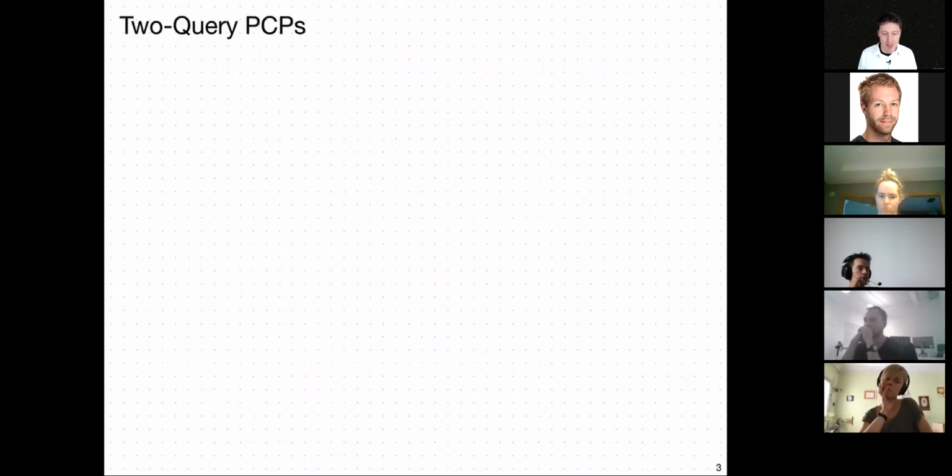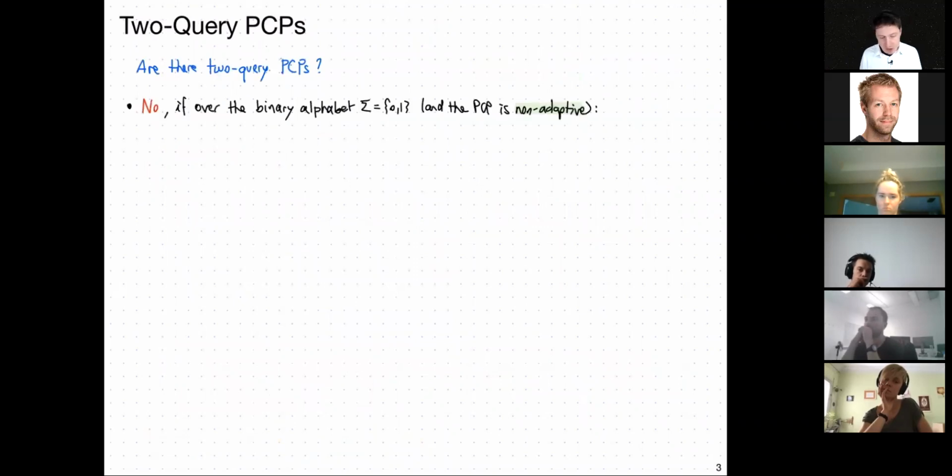All right. So this brings us to the question of two-query PCPs. Are there two-query PCPs? First, curiously, the answer is no. In a very special case, if you have a binary alphabet and the PCP verifier is non-adaptive. If you remember, a non-adaptive PCP is one that makes all its queries in one batch, gets back the answers, and decides. It's not like it first sends a query and, depending on the answer, decides where to query next. In this special case of a binary alphabet and a non-adaptive verifier, we cannot expect it. And it's actually for a very cute reason.